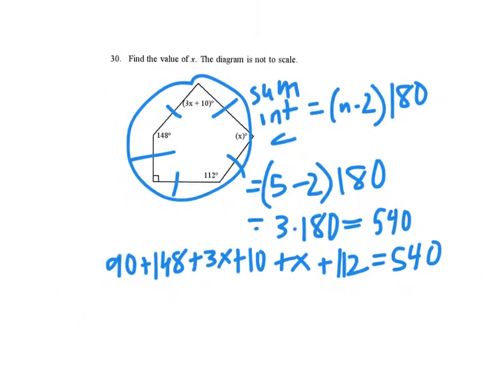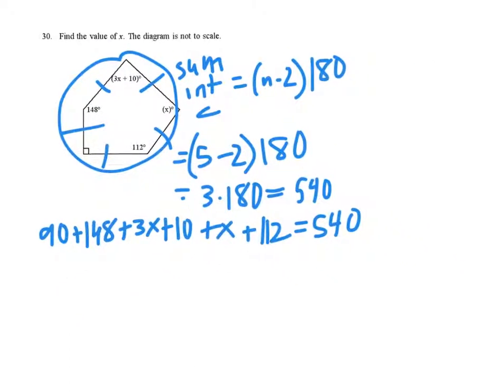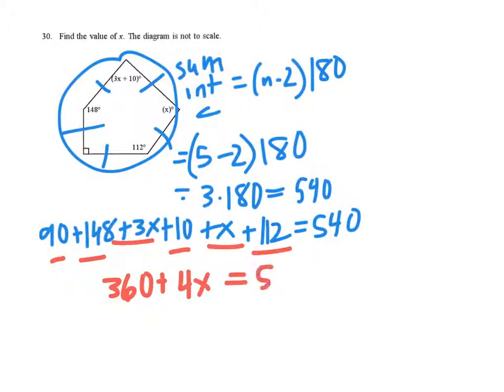I'm just going to zoom out so I have a little more space. And then we're going to start by combining our like terms. So I notice that we have 90, 148, 10, and 112. So we're going to add those together. 90 plus 148 plus 10 plus 112. That's 360. So we have 360 plus, I see 3x, I see another x, so we have 4x equals 540.